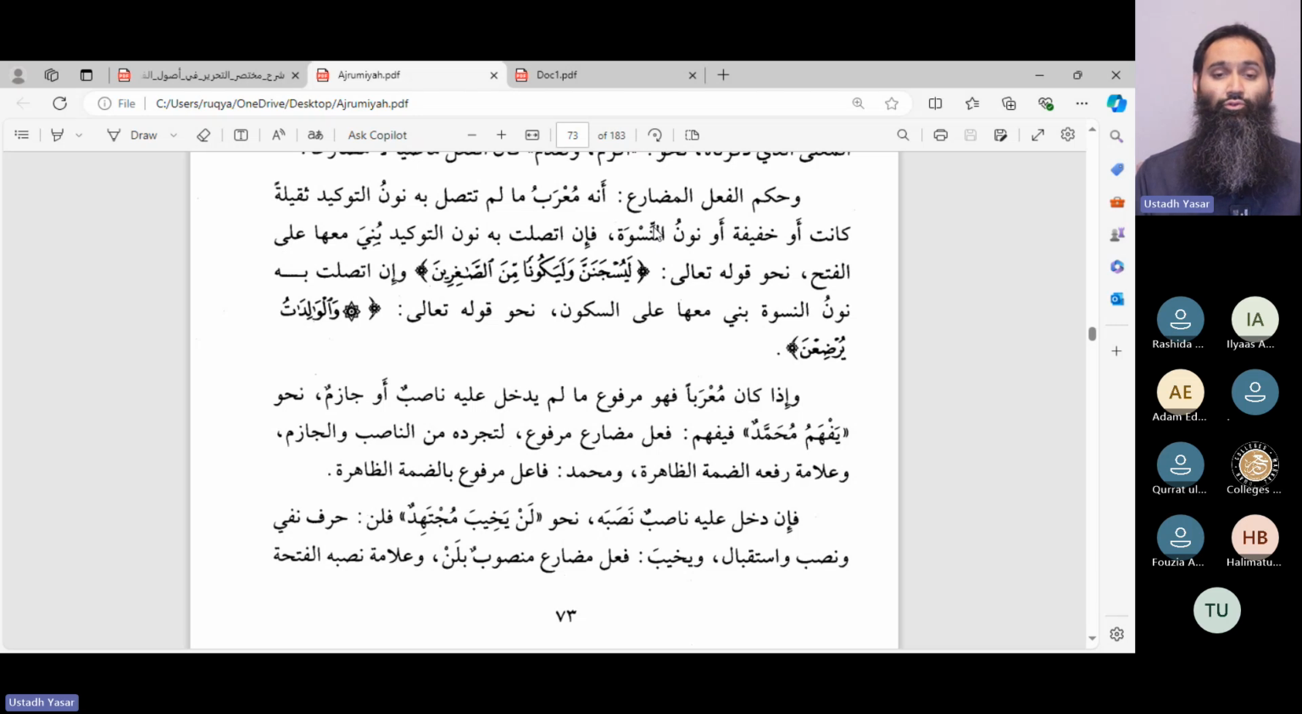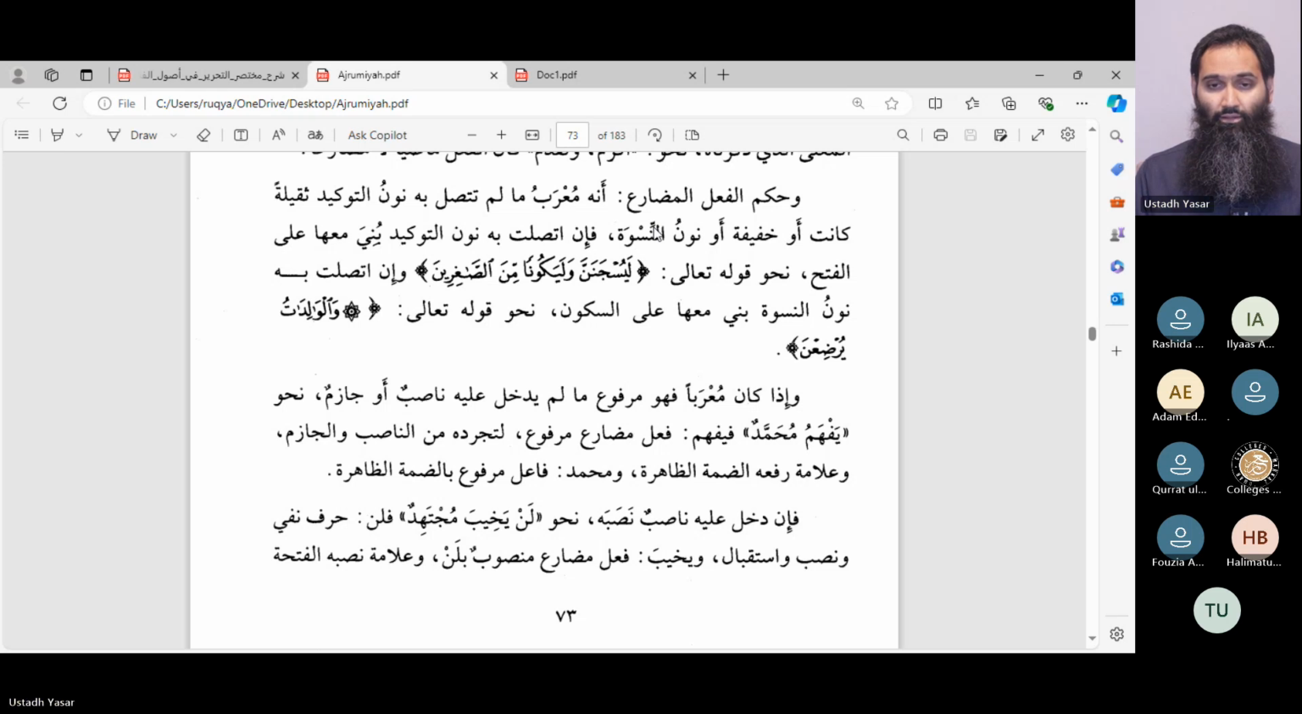فَإِنِ اتصلت به نون التوكيد بني معها على الفتح. So if it is connected to nun al-tawqid, whether it is thaqila or khafifa, that doesn't matter. The main point is that at the end it's connected to nun al-tawqid, then the fi'l al-mudari is going to be mabni upon fatah. نحو قوله تعالى لا يسجنن ولا يكون من الصاغرين.